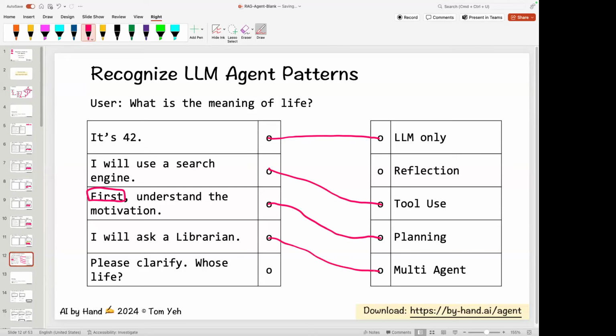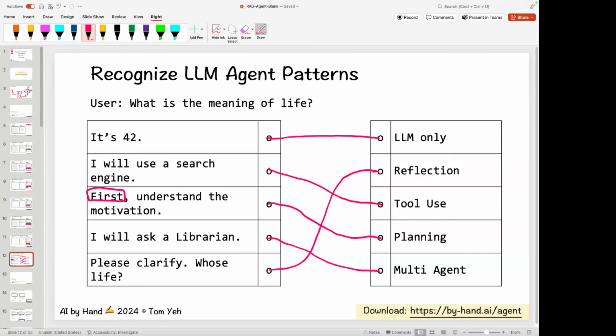It has the option not to address the answer itself, but it's smart enough to know I could ask some other agent, in this case, a librarian. It's the multi-agent pattern. Lastly, please clarify, whose life are we talking about? So this exhibits the pattern of reflection, meaning that maybe I can answer this question, but maybe I need to know more information. I need some clarification. Don't force me to answer the question right away. I'm going to ask you for some information. So this is a reflection.